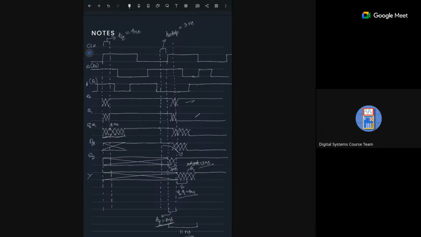Yeah, it's in maximum operating frequency. He didn't say anything about T setup. He only said TCQ will keep adding up. Yeah, TCQ is the delay. So we are getting a 7 nanosecond here. We are getting a 7 nanosecond here. Okay.